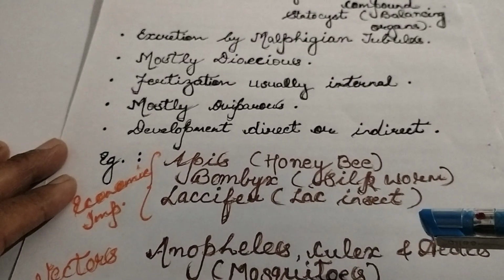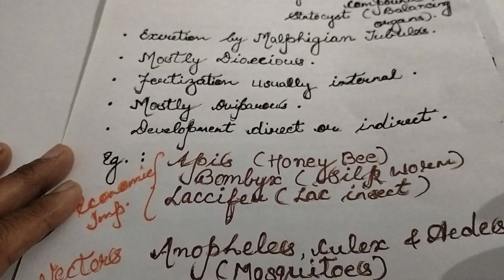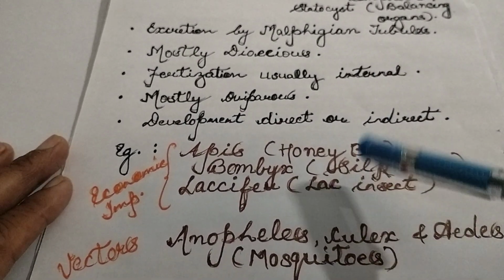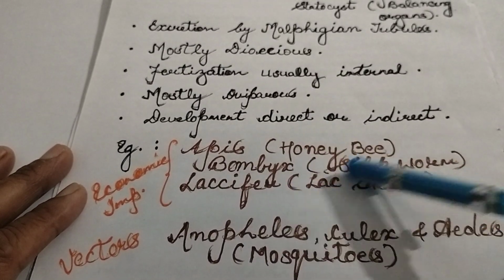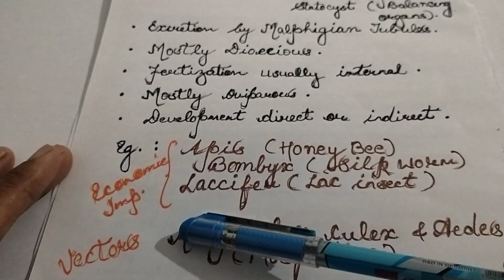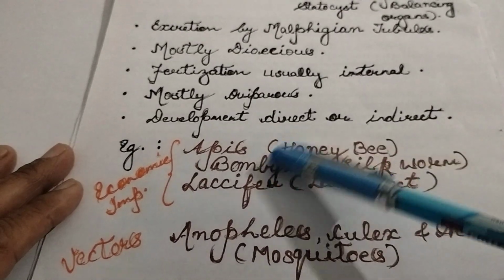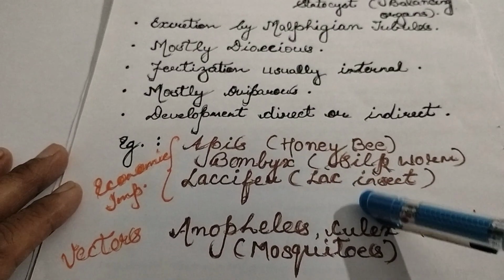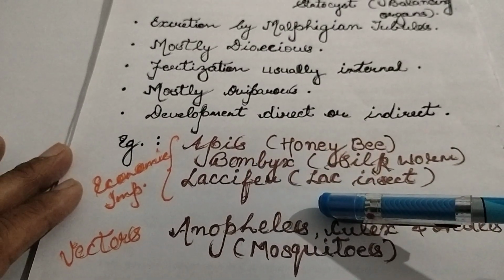And here in arthropods, as there exists a variety of organisms, they have their specific functions too. So these three examples which I have told you, Apis, Bombyx and Lacifer, that means honeybee, silkworm and lac insect, are of economic importance. You might be knowing. Honeybee produces honey, Bombyx mori, the silkworm, produces silk, and Lacifer produces lac. So these are all of economic importance.